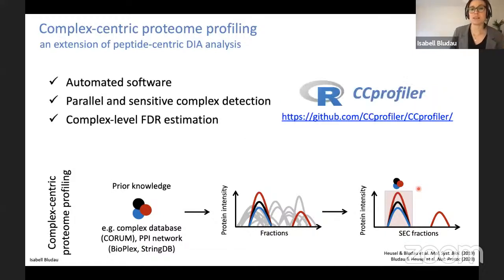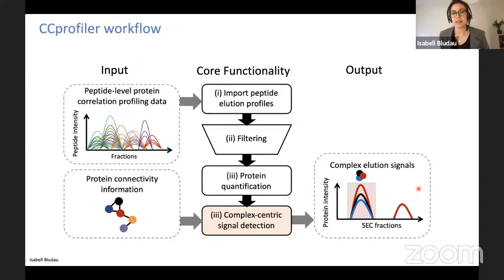To perform this analysis, we actually developed the CCprofiler R package. This is our software for automated complex-centric analysis that allows the parallel and sensitive detection of protein complexes in co-fractionation MS data sets. And as I said, we have a decoy model that can perform FDR estimation. To give you a bit more insight into the workflow of CCprofiler, we take peptide-level protein correlation profiling data, as for example put out by Skyline or Spectronaut, or in our case, we use OpenSWATH, and we import these peptides into CCprofiler.